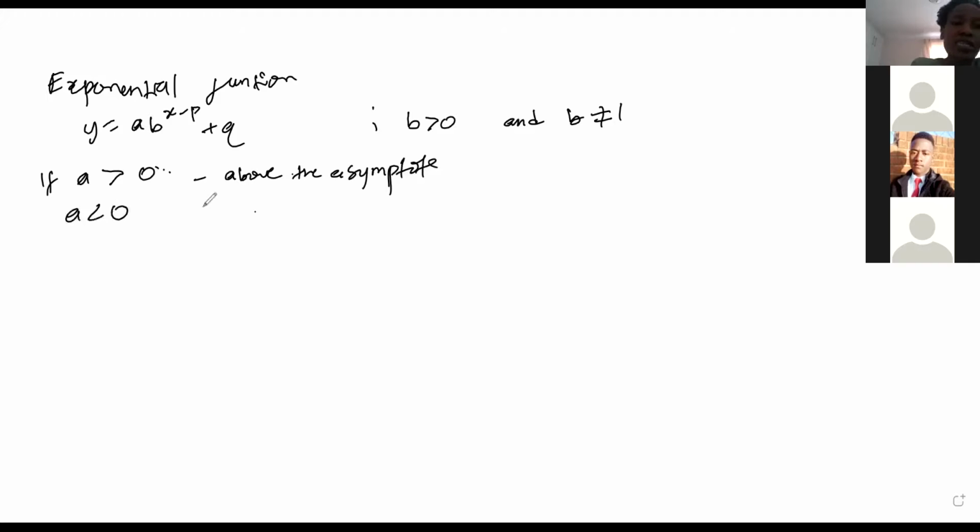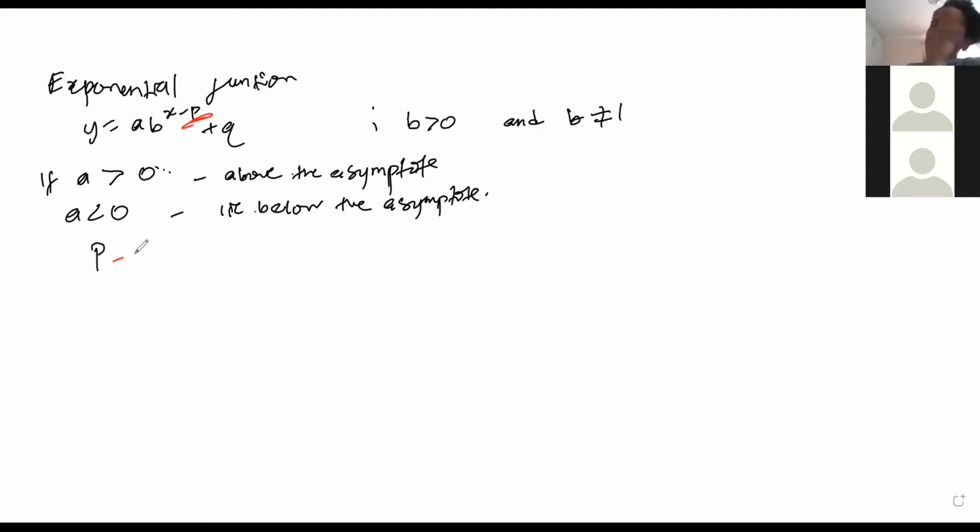Then if a is less than 0, your graph will lie below the asymptote. Okay, and then the p: the p will once again shift the graph sideways, left or right, which is horizontal. So it will shift the graph horizontally. And then q will shift the graph vertically.